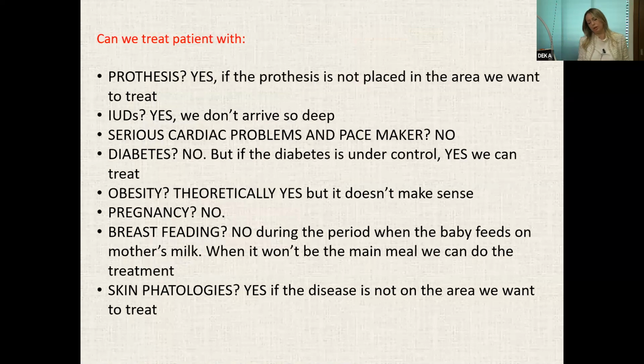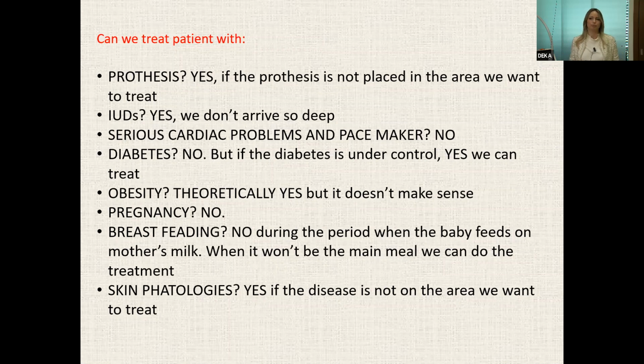Yes, because we don't arrive so deep, so no problem with that kind of patient. Serious cardiac problems and pacemaker: I normally avoid that kind of patient in order not to have problems, because they are very sensitive patients and it's better to avoid them.